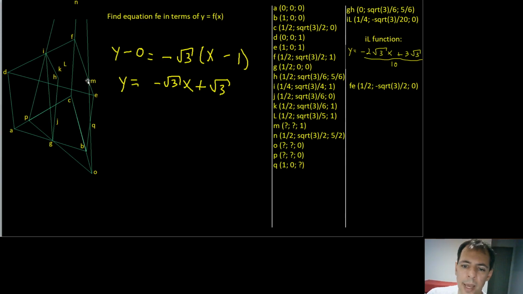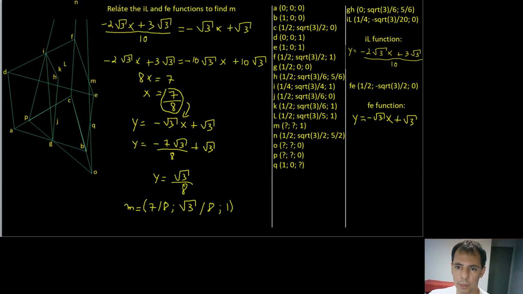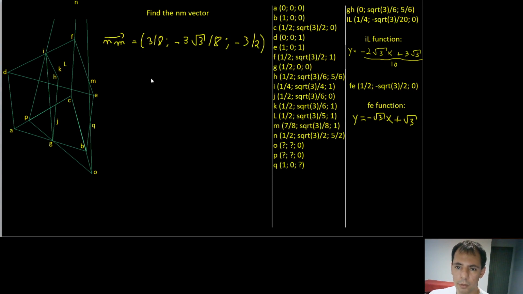So I know that M has a value of 1 in here for z. But I'm also going to know the x, and I'm also going to know the y, and that's what I did here. I'm just going to show you guys this stuff. See, relate the IL and FE functions to find M, and that's what I did here. I'm not going to bore you guys to death with all these things. You can just pause the video and check this out.